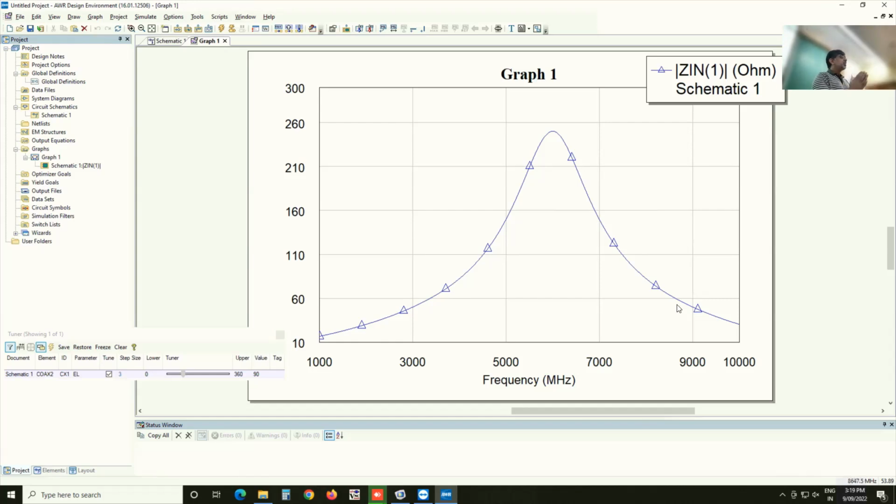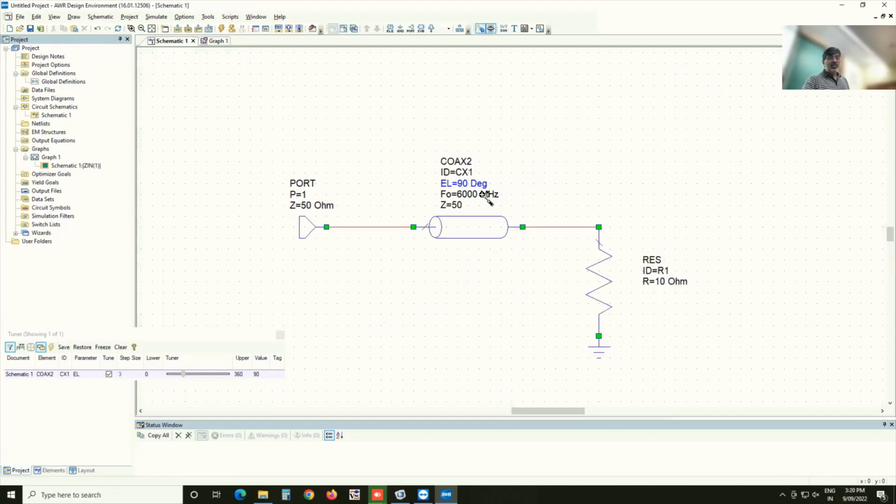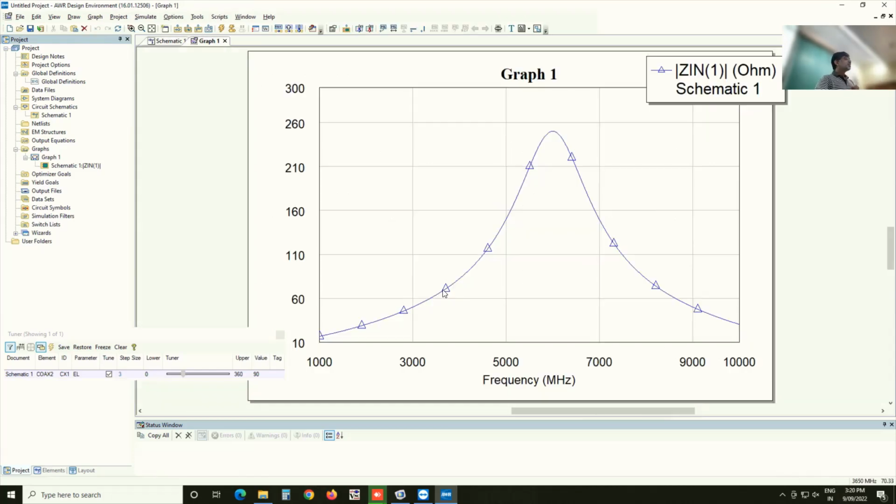If your transmission line is of a fixed length, but this is sort of an artificial situation where the transmission line's length is always 90 degrees at the frequency which is defined here at 6 gigahertz, but not at other frequencies. Okay. So at 6 gigahertz, it's exactly 90 degrees, but at lower frequencies, the wavelength is longer. So the electrical length will be effectively shorter. And at higher frequencies, the electrical length will be larger.